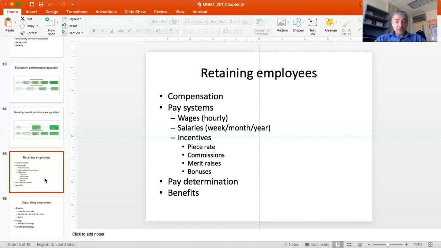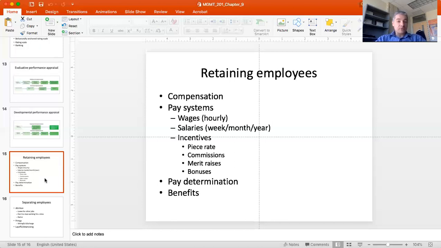You may also be getting commissions, which are also linked to the volume of your operations. If you're an insurance agent, you probably get commissions on each policy that you sell. If you're a car salesman, you're probably going to get commissions on each vehicle that you sell. So that also provides incentives for people to work hard, sell more, do more, and many companies employ these kinds of incentives to increase effectiveness of their operations.